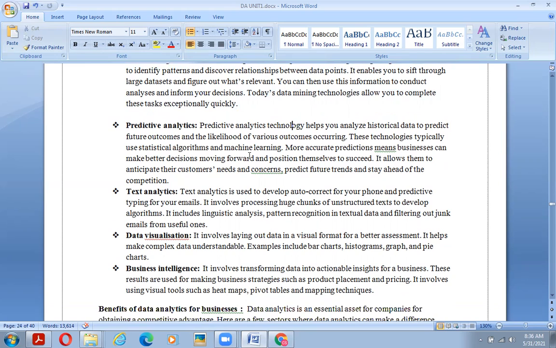What is predictive analytics? Predictive analytics technology helps us analyze historical data to predict future outcomes and the likelihood of various outcomes occurring. These technologies typically use statistical algorithms and machine learning. More accurate predictions mean businesses can make better decisions moving forward. It allows them to anticipate their customers' needs and concerns, predict future trends, and stay ahead of the competition.